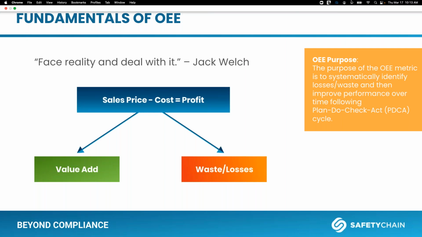So the purpose of the OEE metric is to systematically identify losses and waste and then improve performance over time. And this never ends, following Plan, Do, Check, Act or the scientific problem solving method. I love that Toyota and some other organizations talk about the pursuit of perfection or pursuit of excellence. And that's the goal we're after.